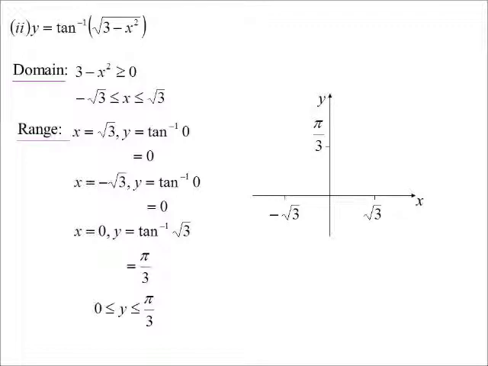So there's pi on 3. Minus root 3. We knew it was 0 at the root 3 and the minus root 3, and we know it goes up to pi on 3, some sort of shape like that. So y is inverse tan of root 3 minus x squared. Now, once we've done a bit of calculus, we could work out whether indeed that is a stationary point and things like that.